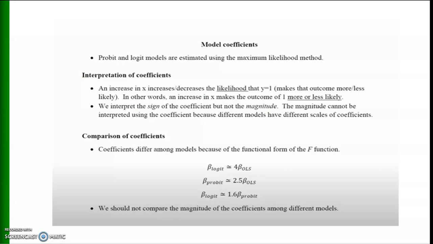If you look at the following comparison, it means that coefficients differ among different models because of the functional form of the f function. And some researchers have reported that the coefficient of the logit is approximately 4 times the coefficient of the OLS model. Similarly, the coefficient of the probit model is almost 2.5 times the coefficient of the OLS, and the coefficient of the logit model is approximately 1.6 times the probit coefficient. So we should not compare the magnitude of the coefficients among different models.